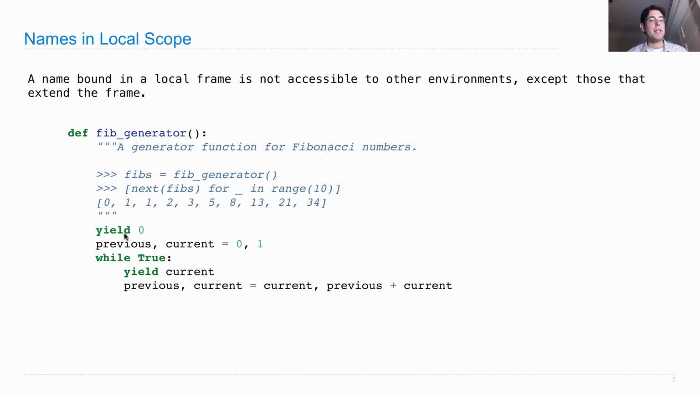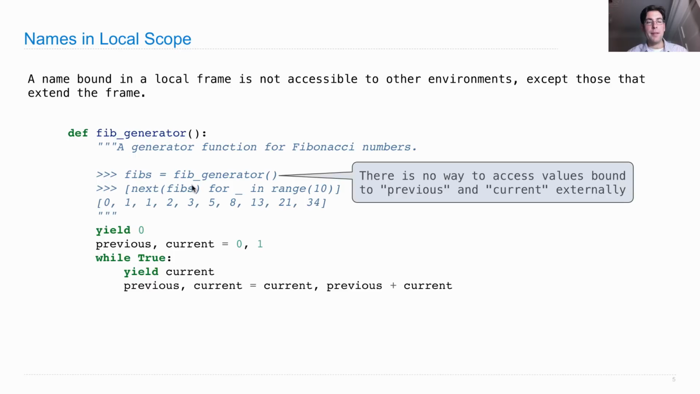So here's a version where we yield 0, and then we keep track of the previous and the current values of the Fibonacci sequence, and then forever we yield the current value and rebind previous and current. So this fib generator function returns a generator, which is a type of iterator. So fibs is some object that we can call next on, but there's no way, when you have fibs, to access the internal names. That piece of information is hidden from anyone who wants to use Fib Generator to iterate over the Fibonacci numbers.